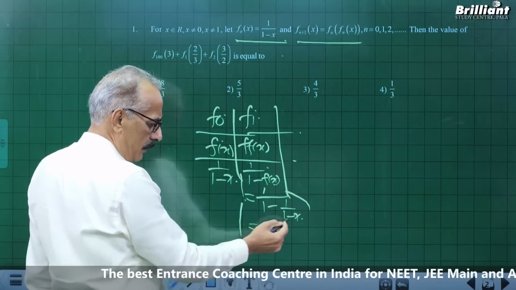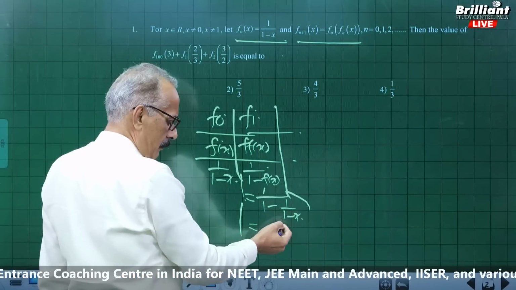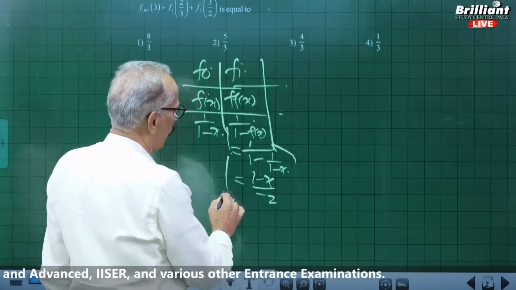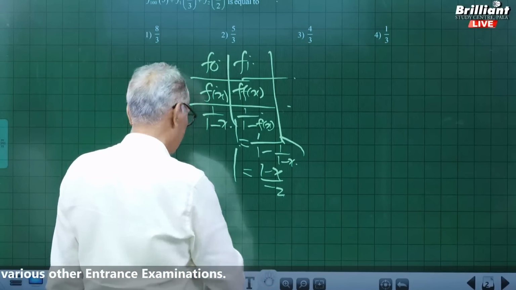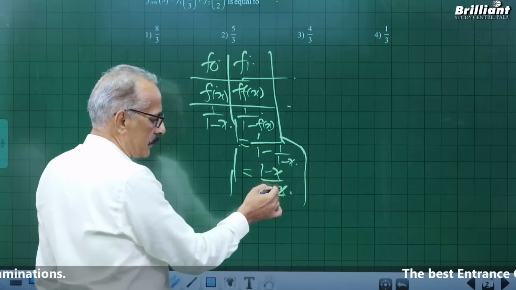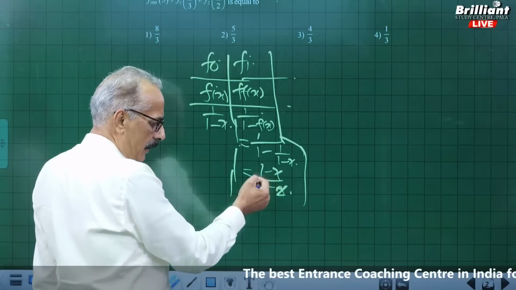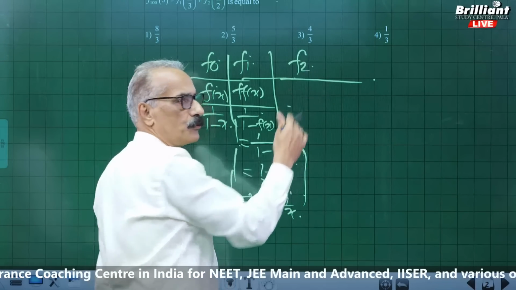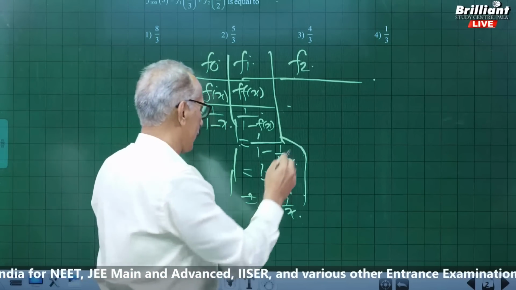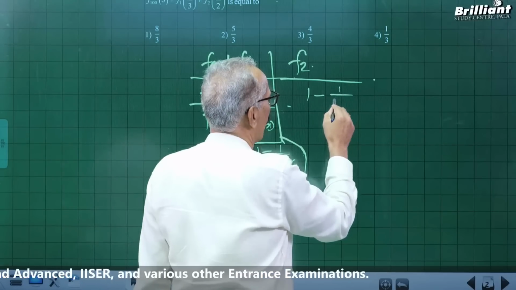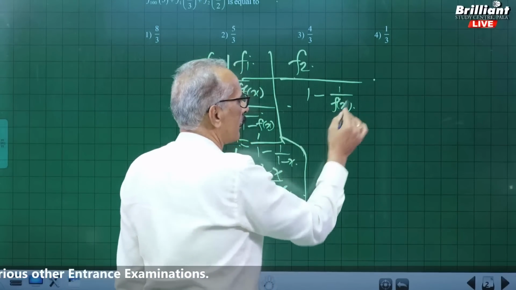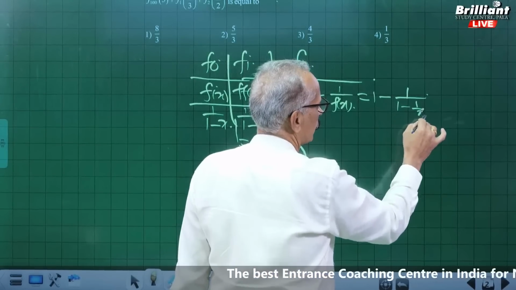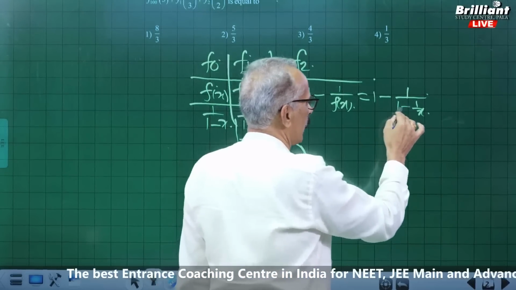So this is equal to 1 by 1 minus 1 by 1 minus x. We simplify, you get 1 minus x minus 1 whole divided by 1 minus x. So it will become 1 minus x by minus x. That we simplify, we get x minus 1 by x, which is 1 minus 1 by x. On to the next, that is f2. f2 means f of f1, so it will become 1 minus 1 by f of x, equal to 1 minus 1 by 1 minus 1 by x.